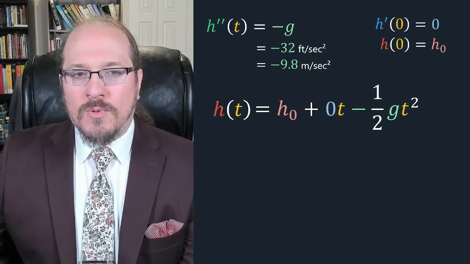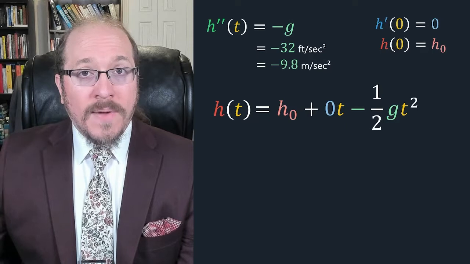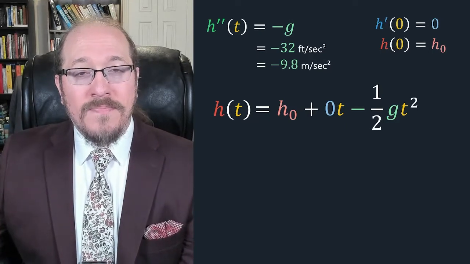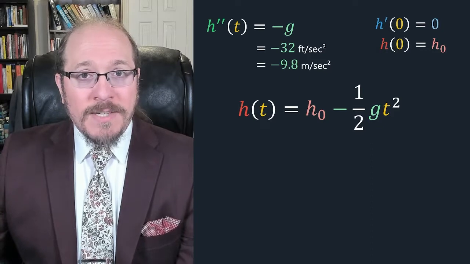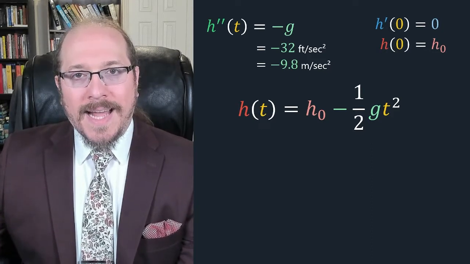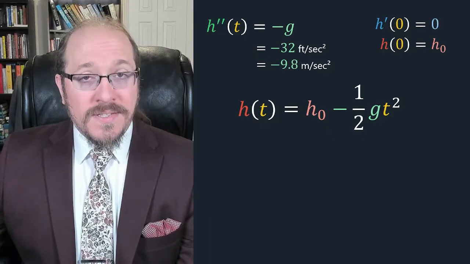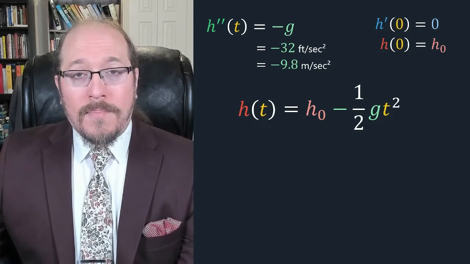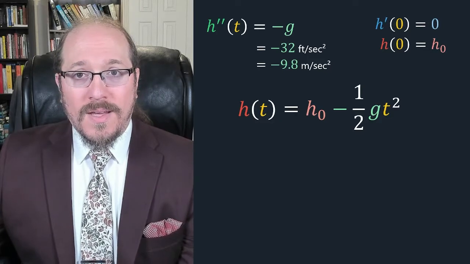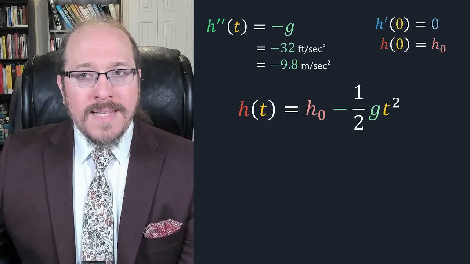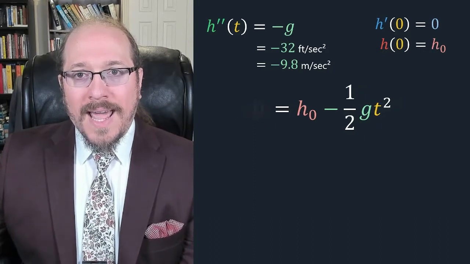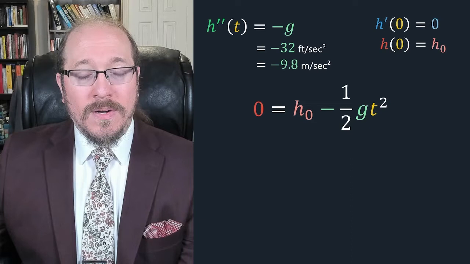Also, if we're just dropping the ball rather than throwing it up or down to begin with, then its initial velocity is 0. So that term just conveniently drops out of the equation. So now we have that the height, h of t, is equal to h0, our initial height, minus 1/2 times g times t squared. If we want to know when the ball hits the ground, then that's finding the value of t for which h of t is equal to 0.